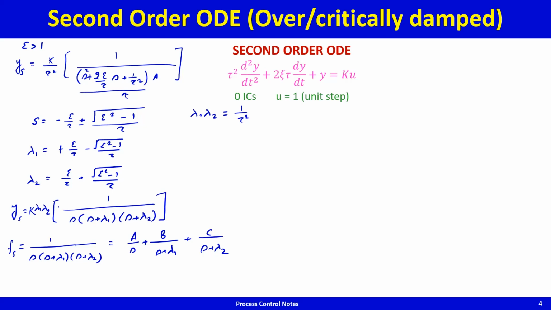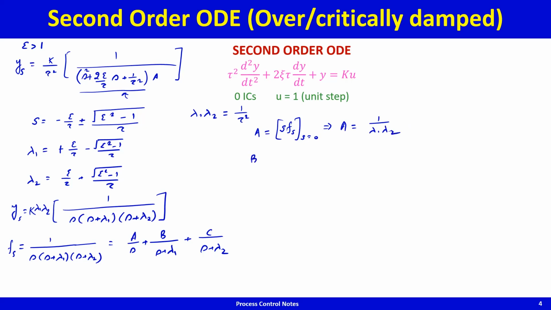Let's get A, B and C. As usual, A turns out to be, you hide s equal to 0. So A will be s times f of s calculated at s equal to 0, and this implies that A is equal to 1 by lambda 1 lambda 2.